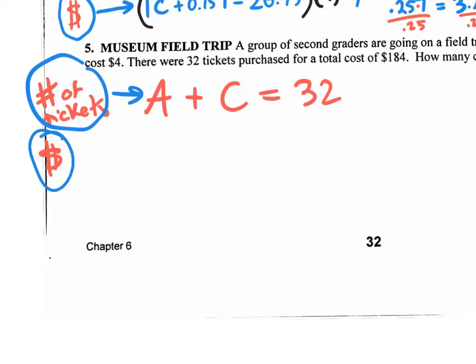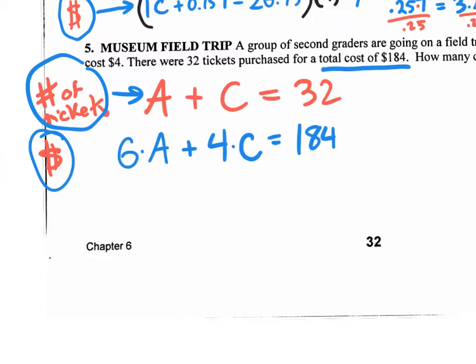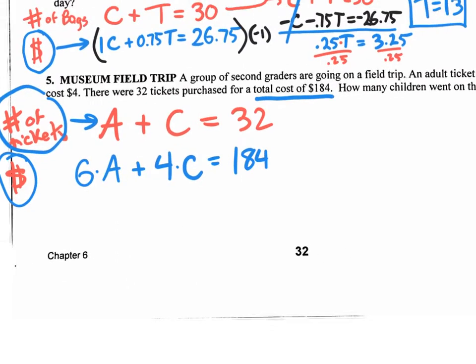So how much is each adult ticket? $6. So 6 times each of those A's. How about the child ticket? 4 times each of those child tickets. And how much money did they actually spend? 184. That's what it says, total cost of 184. So this is our system that we created. That's the hard part, guys. Once you create the system, it's all about solving either with elimination method, substitution, or whatever you feel more comfortable with. So let's solve this thing.